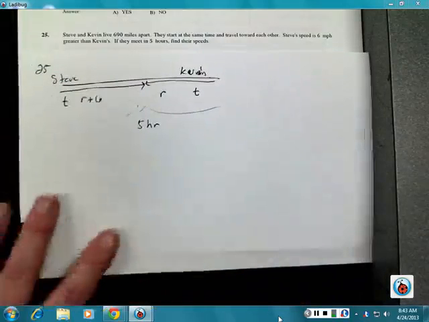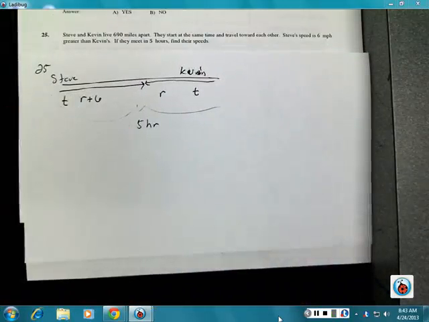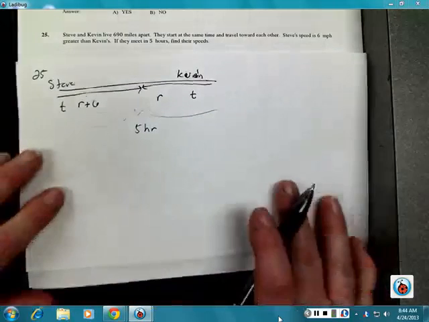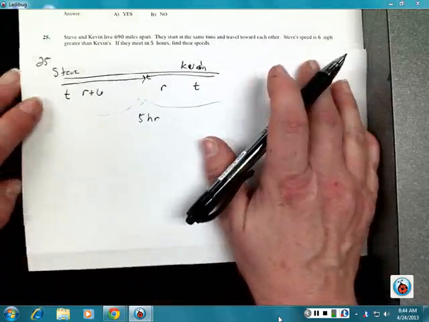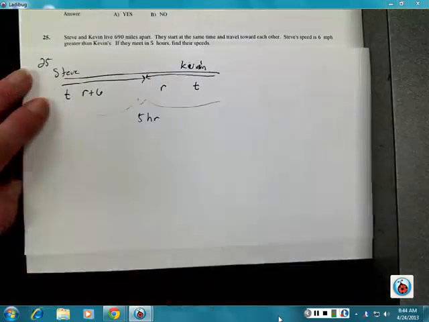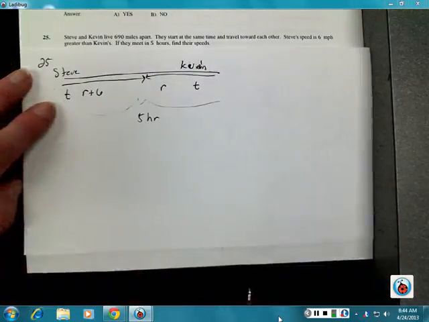So how can I set up an equation from this? Is there a way of making it work? Let's see what we can do. Do we know how far they walked? Or how far they drove, I guess they're not walking. I don't think I'd want to walk 690 miles. So they must be driving, right?